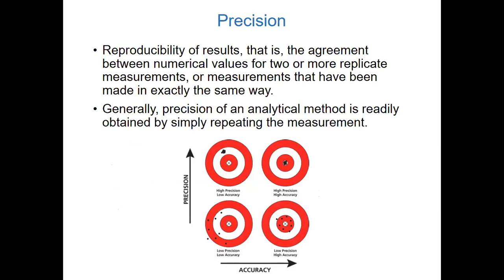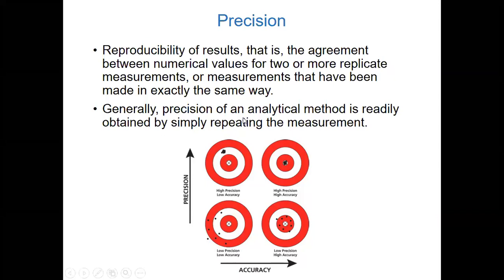Now let's discuss each of these 6 figures of merit in detail, because it's worthy to go through one by one, because it has really high importance. The first one is precision. The precision is the reproducibility of results, that is the agreement between numerical values for 2 or more replicate measurements or measurements that have been made in exactly the same way. So how we can reproduce the result. So that's the precision.